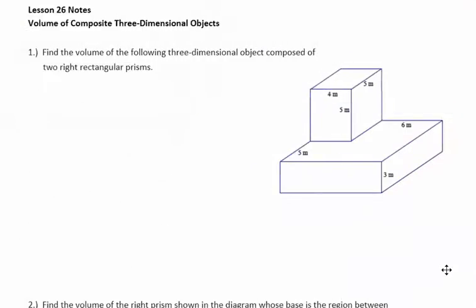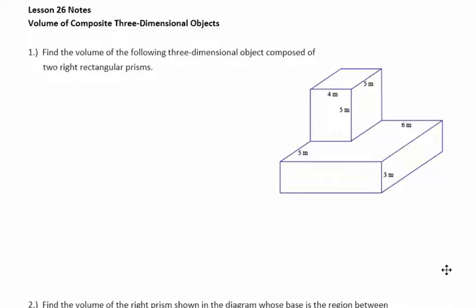Now that we've talked about cubes and prisms, we're going to talk about volumes of composite three-dimensional objects. This is taking more than one object, sticking it on top of each other or inside it or wherever it is, and using what we already know to figure out a new volume.